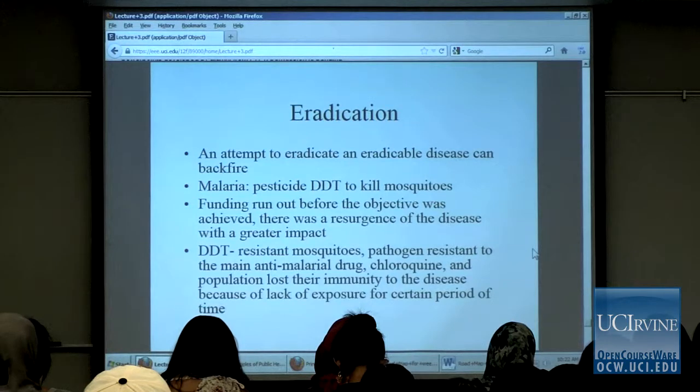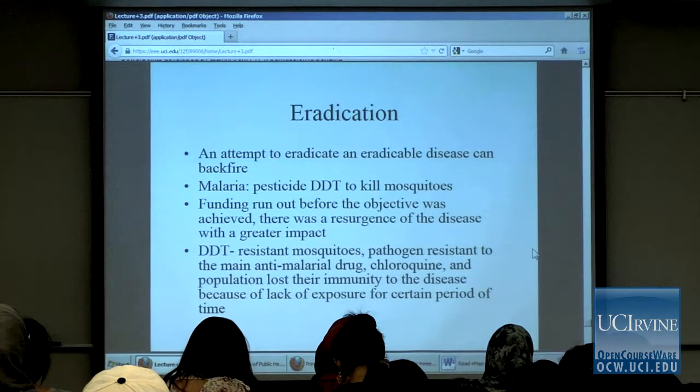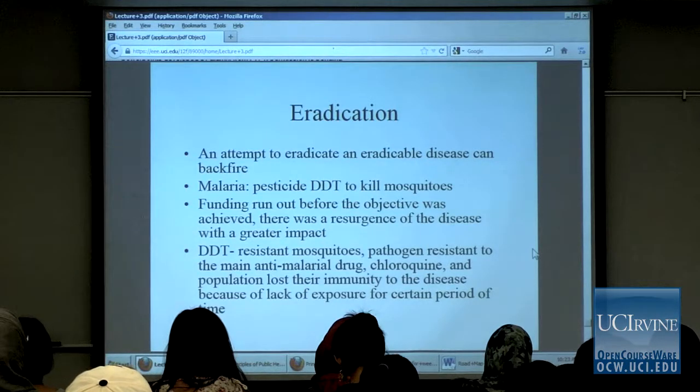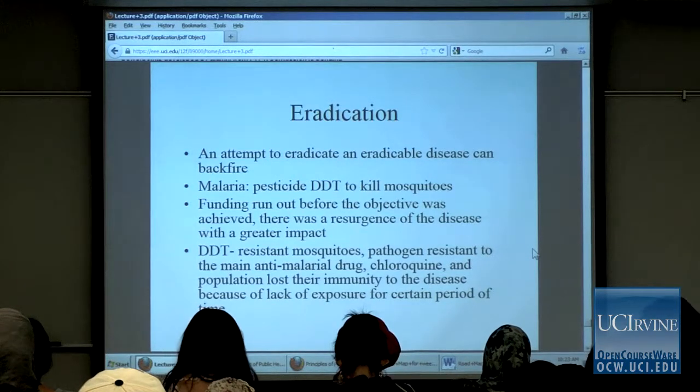Remember, you have the cycle, and you would like to break the cycle, because as soon as any component in that doesn't exist, then you can eradicate the disease. The problem with DDT, they realized, was that the mosquitoes could eventually develop resistance to this component.